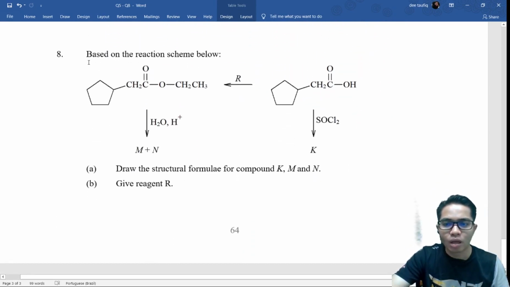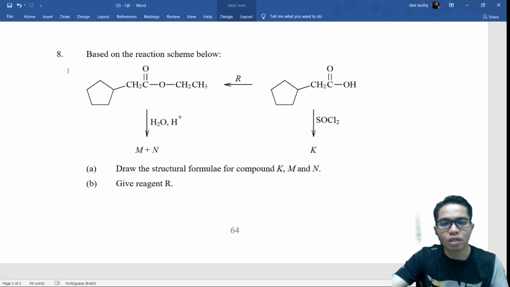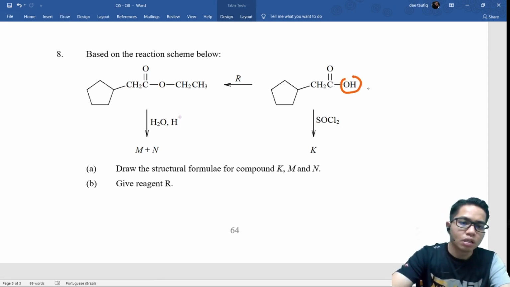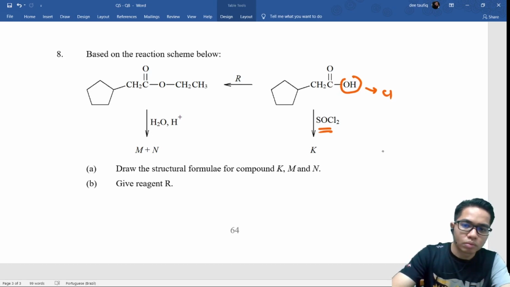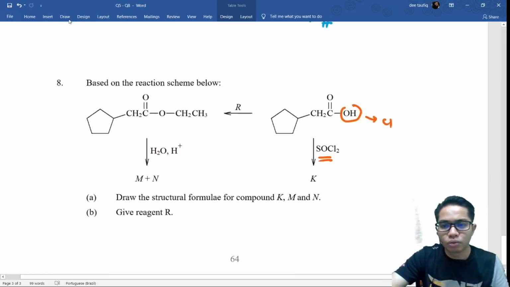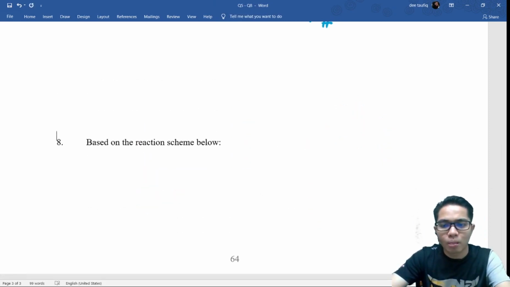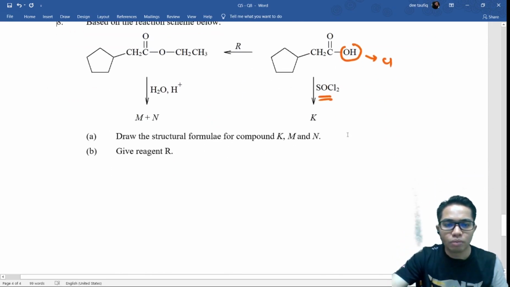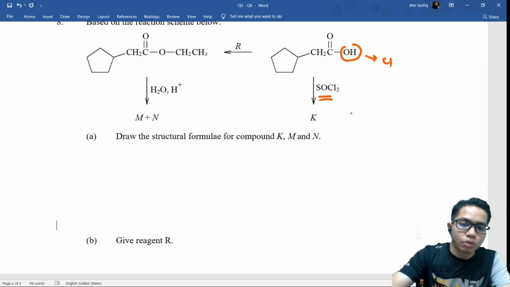Next question number 8. Based on the reaction scheme below, draw the structural formula of K, M, N. Give the reagent R. Mana K? Okay. K senang. K, awak just tukarkan OH kepada Cl pada guna SOCl2. Okay, buat page baru. Okay. So yang ni letak dulu. So K adalah kita punya cyclopentane.